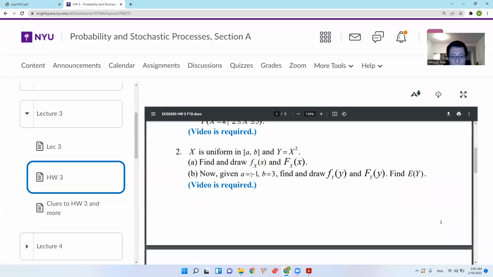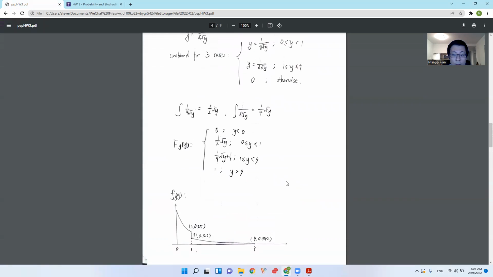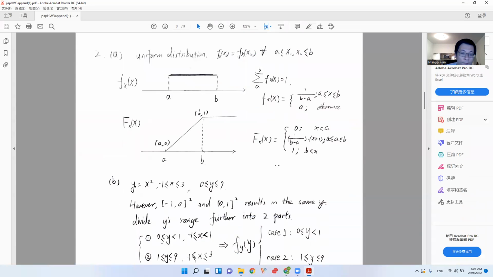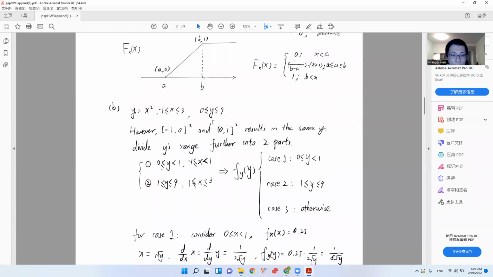For part B, we are given a equal to -1, b equal to 3. Because there's a relationship between x and y, we need to find the probability density function of y and the probability distribution function of y. Because a is -1 and b is 3, the relationship between x and y is really just y is less than or equal to 9, larger than or equal to 0.